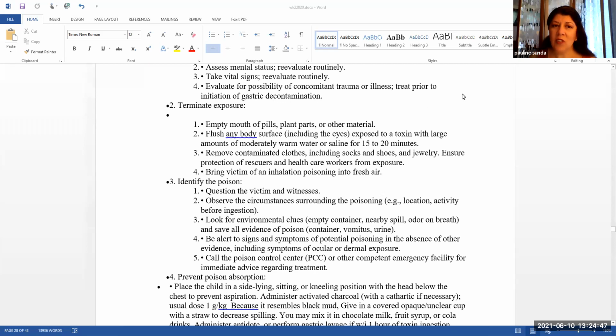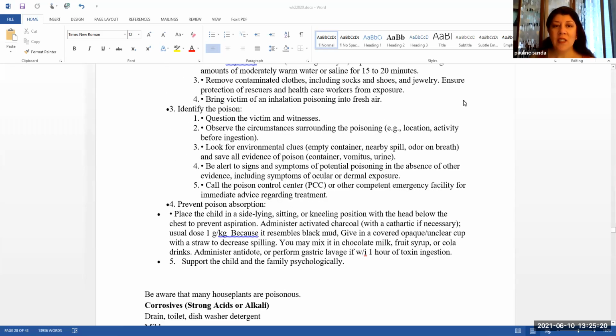You want to terminate the exposure. So empty the mouth of pills, plant parts, or anything else that might be toxic. Flush any body part, including the eyes, exposed to a toxin with large volumes of warm water or saline for 15 to 20 minutes. Remove contaminated clothes, including socks and shoes and jewelry. Ensure protection of rescuers and healthcare workers from exposure. Bring victim of an inhalation poisoning into fresh air.